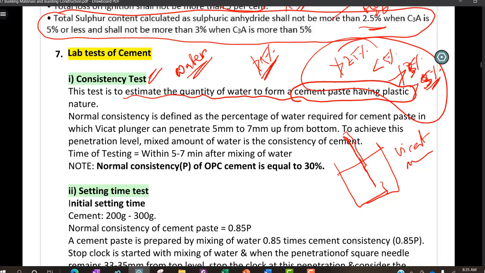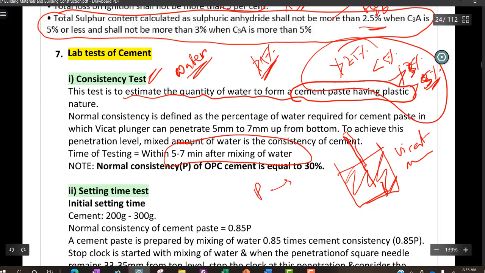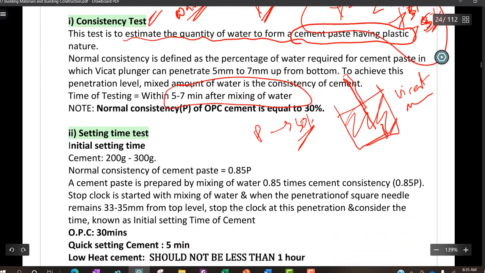I hope it is very clear, right? In general, it will take 5 to 7 minutes to penetrate up to this level. Okay, 5 to 7 mm from the bottom is where it has to penetrate. So what is the water you required to make this cement paste so that my needle will easily go to this depth? That water level I am calling normal consistency. In general, it will be around 30%. Okay, I hope you remember this.